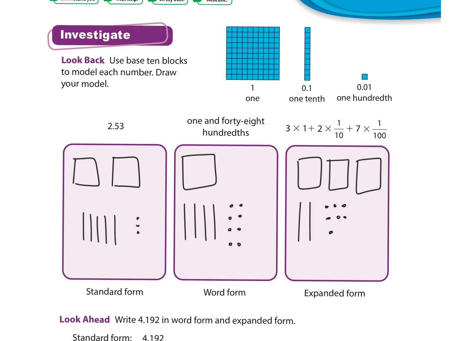And then last, I'm given the number in expanded form, also known as expanded notation, because I'm showing how to get the value. So I do 3 times 1. That means I have 3 of the ones. I have 2 of the tenths, and then I have 7 of the hundredths. Are there any questions on how to show that?